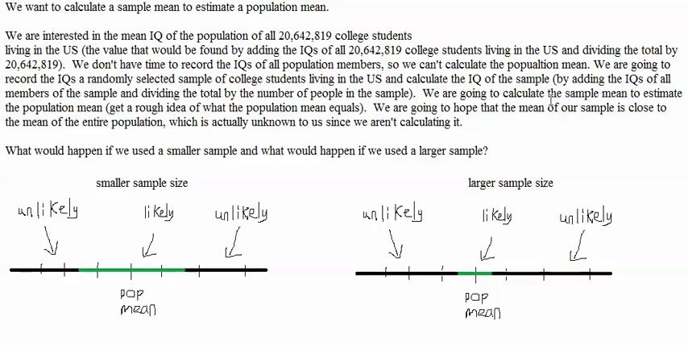We're going to calculate the sample mean to estimate or to get a rough idea of what the unknown population mean equals. And we're going to hope that the mean of our sample is somewhere close to the mean of the entire population. We won't actually know for sure if the mean of our sample is close to the population mean because we don't know what the population mean equals. But we're going to just hope that we did a good job of estimating the unknown population mean, and we're going to hope that our sample mean is somewhere close to the mean of the entire population.